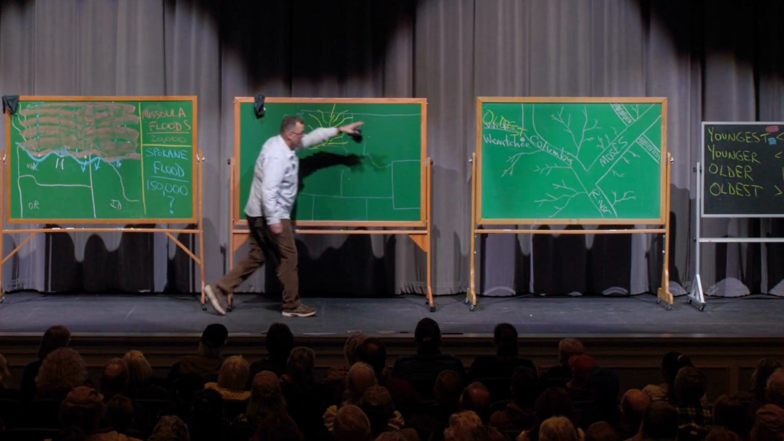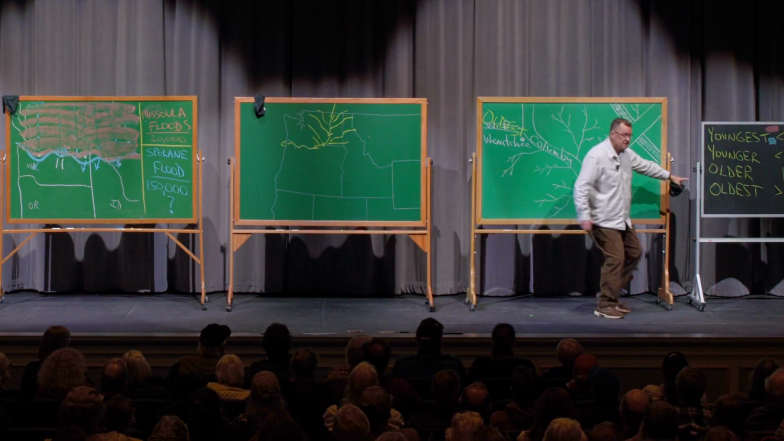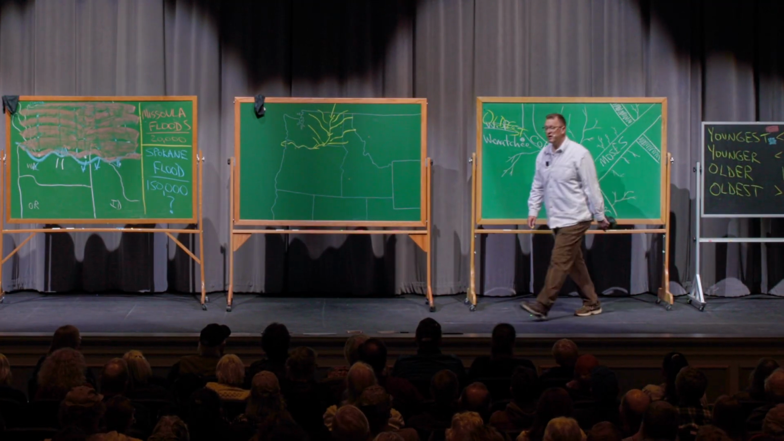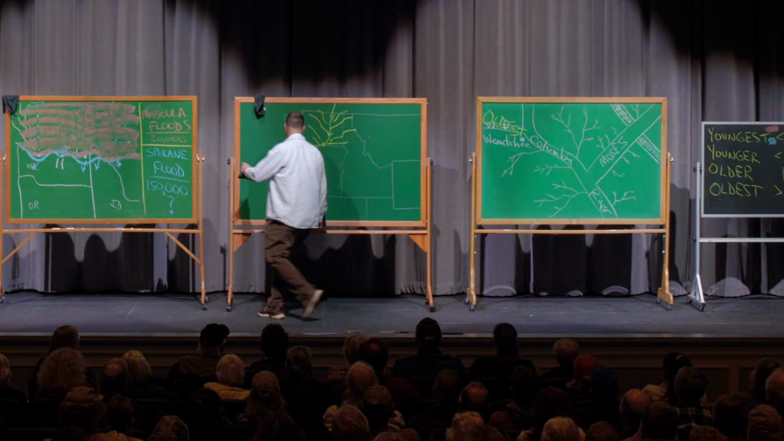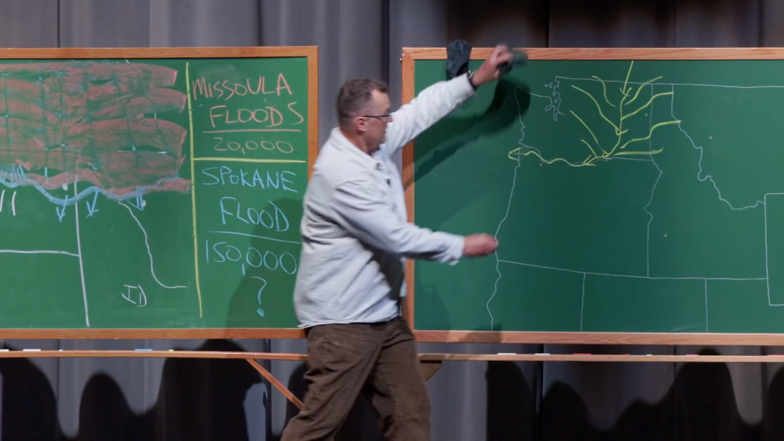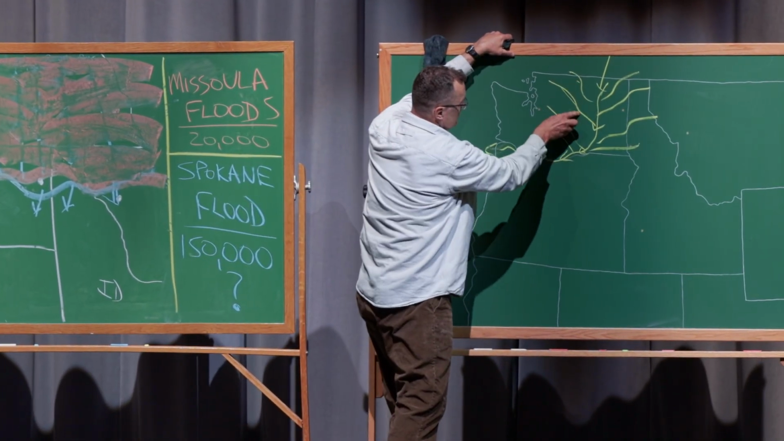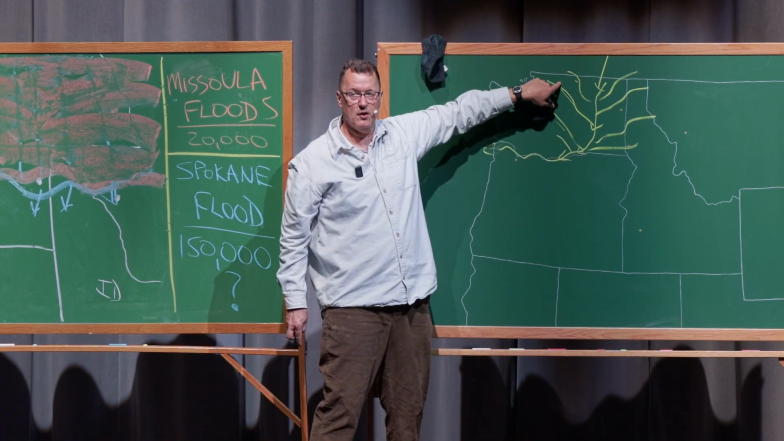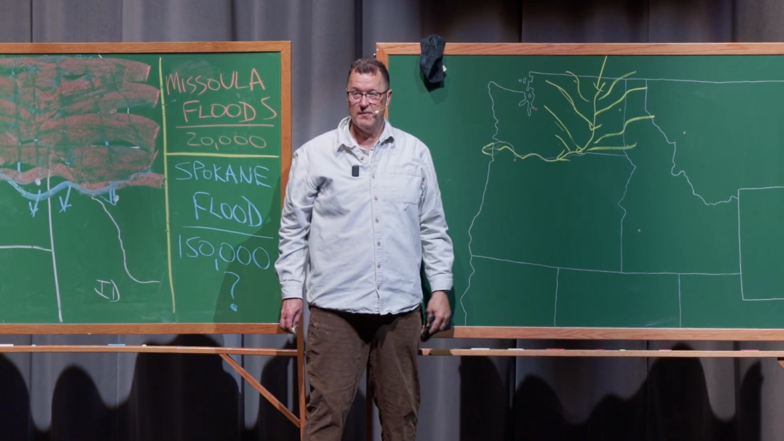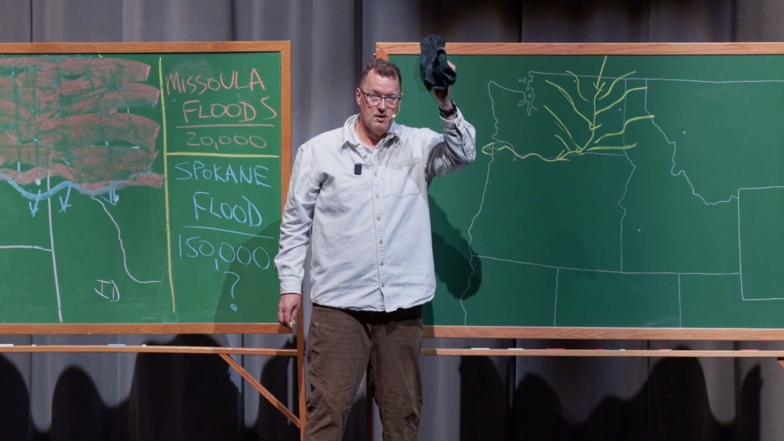This is the oldest chapter. This is older than 16 million years ago. This is before the Columbia River basalt lava flows buried everything. And these trends of these rivers, including the Wenatchee River coming in here from the northwest to the southeast, is from that old time. Erase.